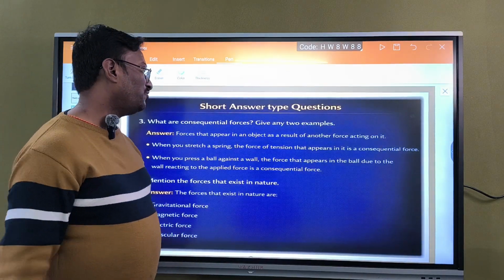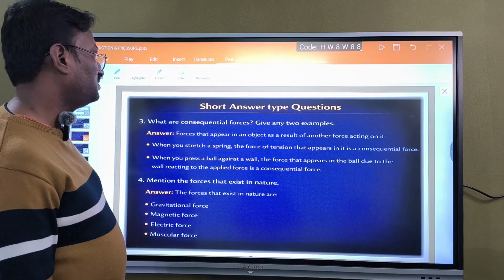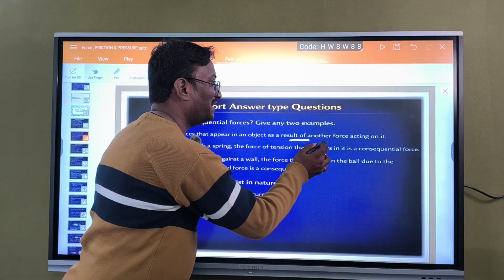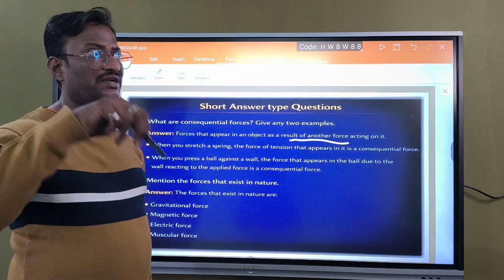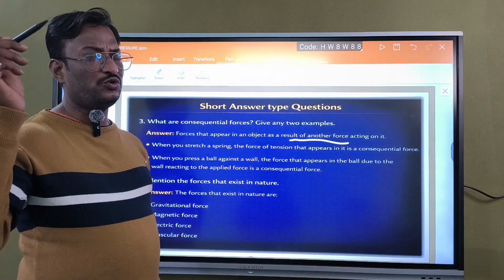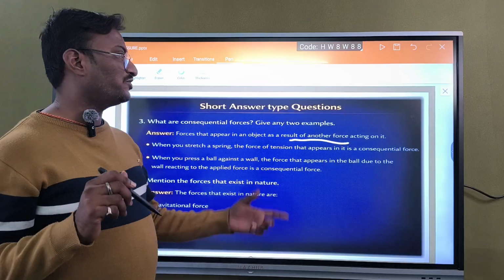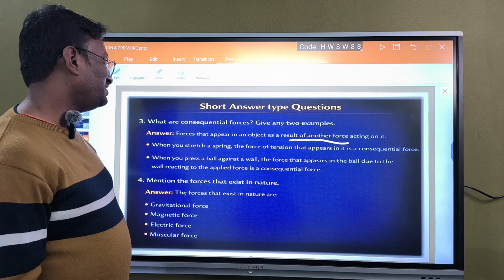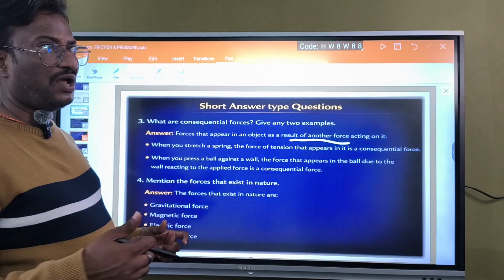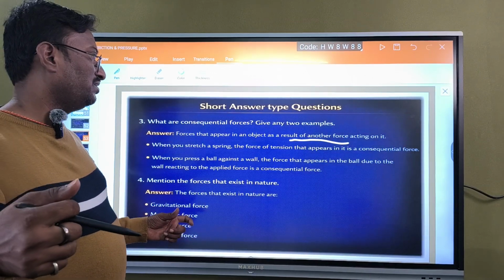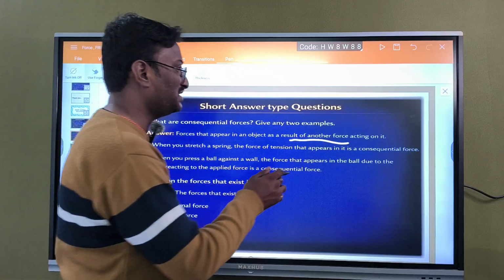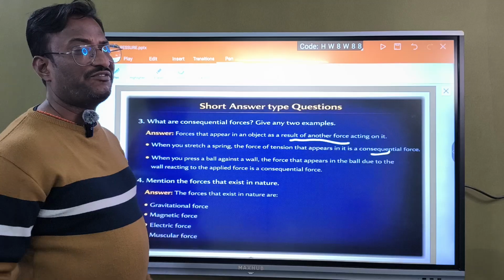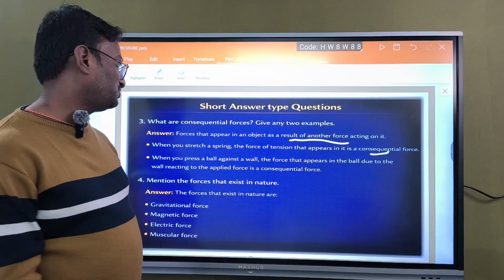What are consequential forces? Give any two examples. These are the forces that appear in an object as a result of another force acting on it. Already a force should be acting on that object, then this consequential force will appear. When you stretch a spring, the force of tension that appears in it is a consequential force. At first we have stretched it, that is the applied force.